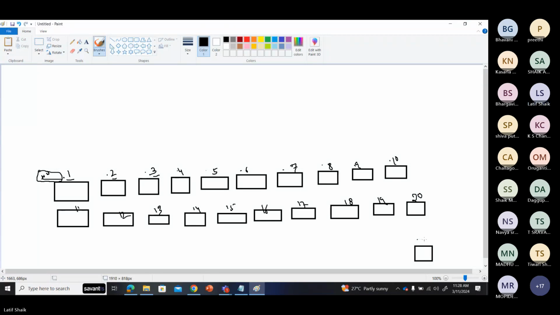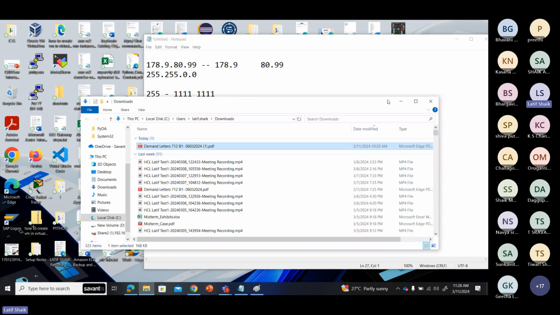The last host. What is the number? 254. Very good. 254, that is the last host. If I have 300 computers, I cannot assign beyond this last 254. Then it becomes another, second network. So the maximum number of hosts we can assign is up to 254 in a class C. In a class C, we can assign a maximum of 254 IP addresses.